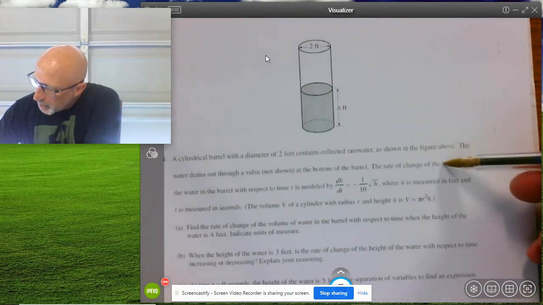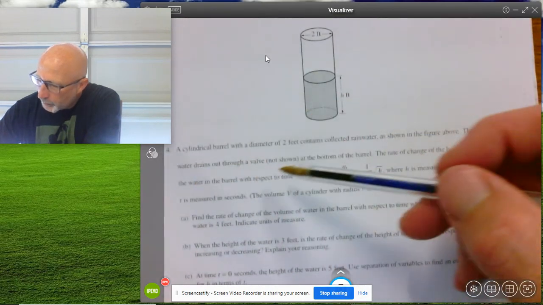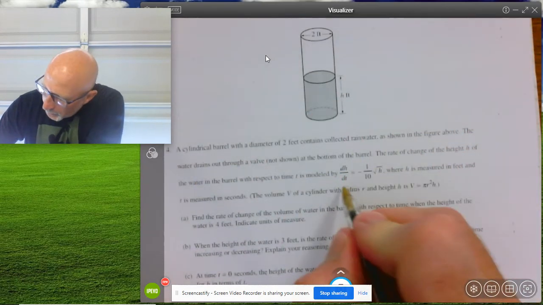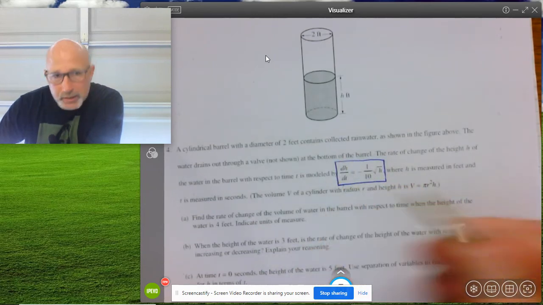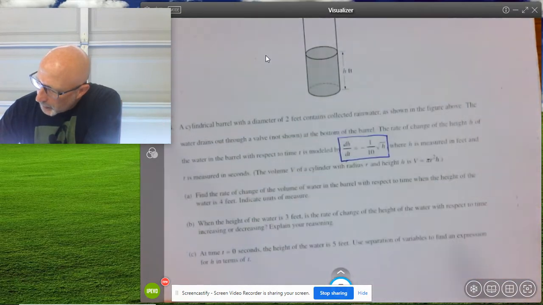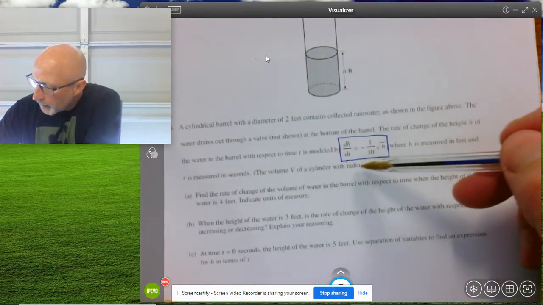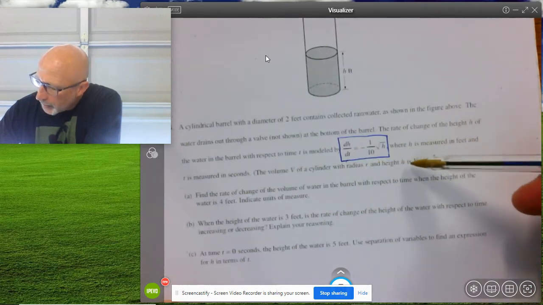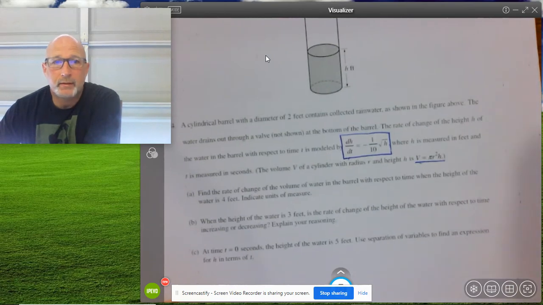The rate of change of the height, h, of the water in the barrel with respect to time is given as this. So here is your differential equation that's modeling the rate of change of the height, where h is measured in feet and t is measured in seconds. The volume V of a cylinder with radius r and height h is given as this equation. We're probably going to have to use this, otherwise why would they have given that to us?